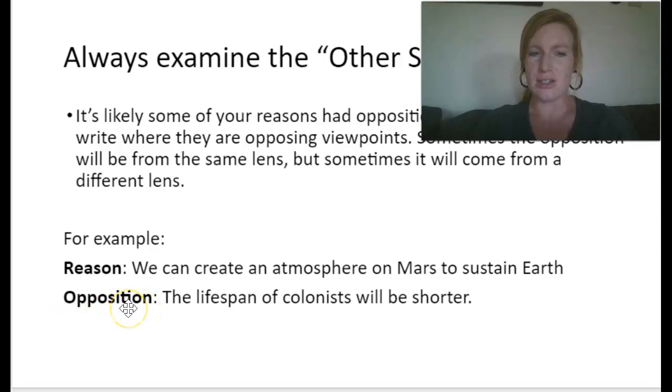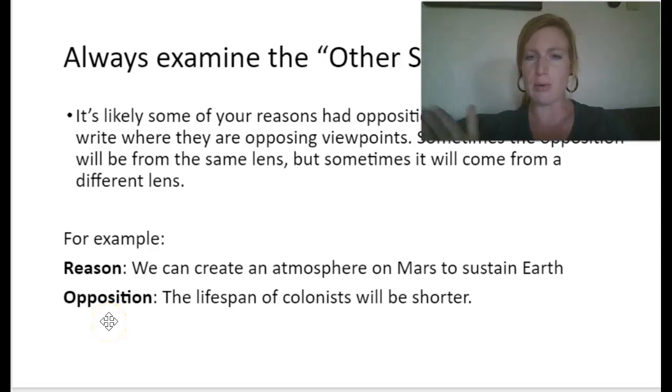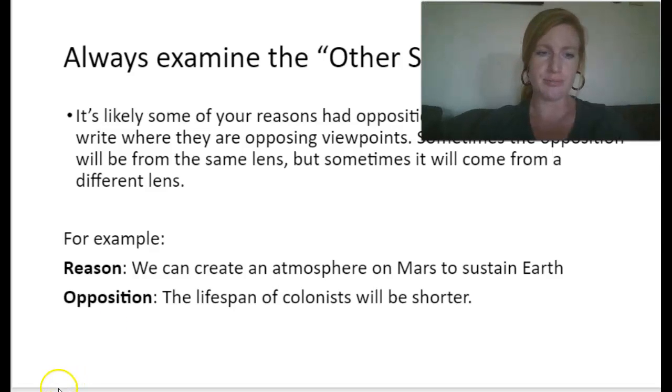But the opposition there is, okay, well, if we're just going to send people to Mars, the lifespan of colonists will be shorter. So what you need to consider is, how are you going to counter argue, or are you going to concede that that is true and yet the benefits outweigh the cost of going to Mars? So when we're thinking of our reasoning, this time that we took to explore the different perspectives and lenses will help us think through how do we counter argue opposing arguments, or how do we acknowledge and concede that some opposing arguments are right, and yet we still see a benefit to our stance.